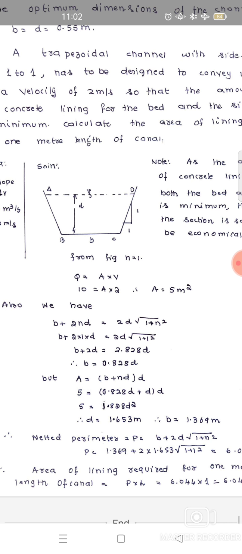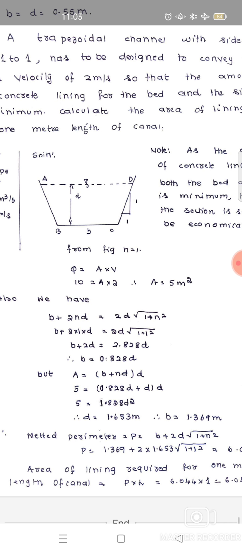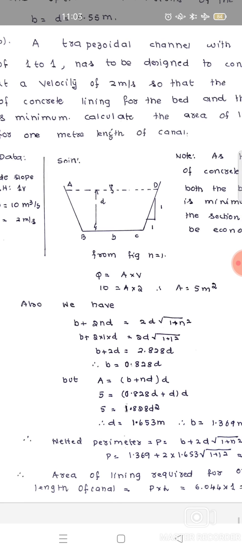So n is equal to 1 from the figure, that is side slope. Then Q is equal to A into V. Q is given, V is given. We are just applying the continuity equation to find out the area. So area is 5 meters square. That is Q is equal to A into V. Then A is equal to Q by V, 10 by 2.